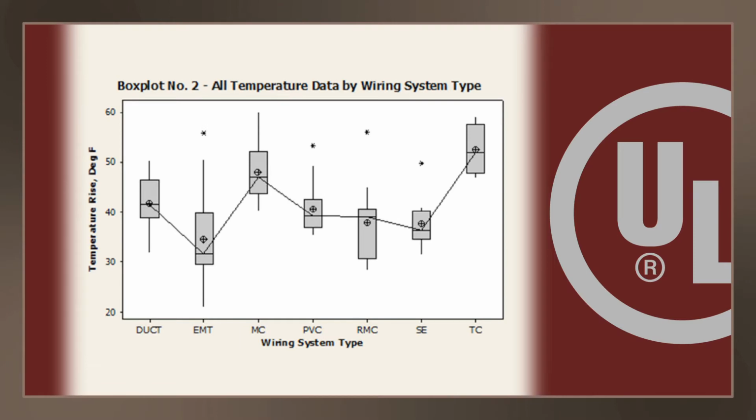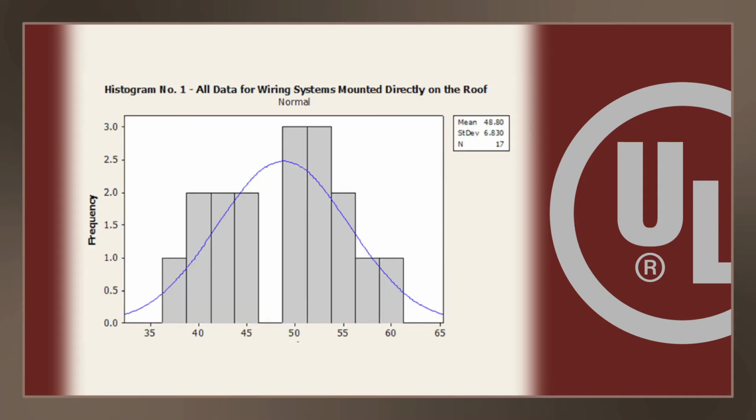This box plot shows the differences between the different individual wiring systems. Note that the MC and TC cables were black in color and the SC cable was light gray in color. This histogram shows the 90th percentile temperature rise data for wiring systems directly on the roof.